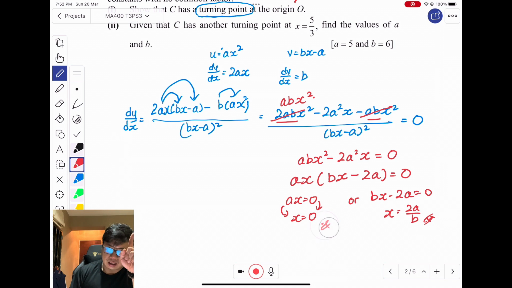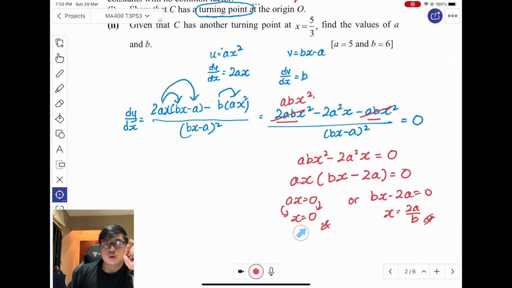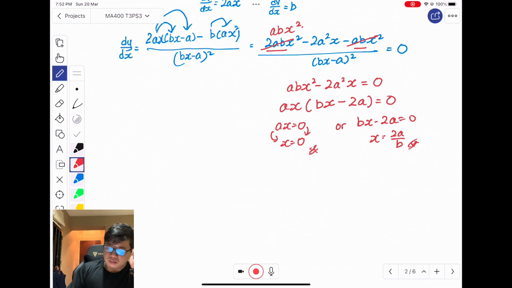So you can see that indeed x equals 0 does give us a stationary point here. For me to show that it's a turning point, it must be a maximum or minimum. I cannot just stop at dy/dx equals 0. So go on further to find your d2y/dx squared, and I'll leave it to you to do the differentiation. I will not bore you with the differentiation.